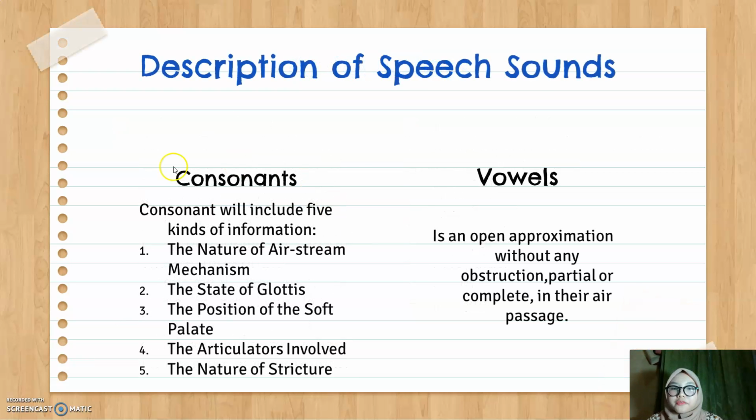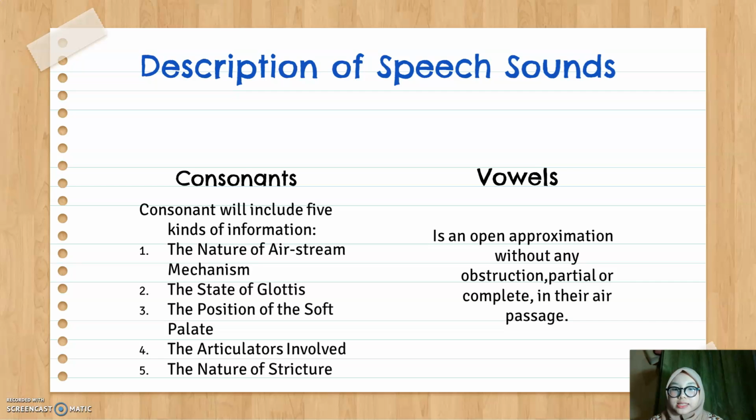Speech sounds are divided into two main groups, consonants and vowels. Consonants include five kinds of information. First, the nature of the airstream mechanism. Most speech sounds and all normal English sounds are made with an egressive pulmonic airstream.